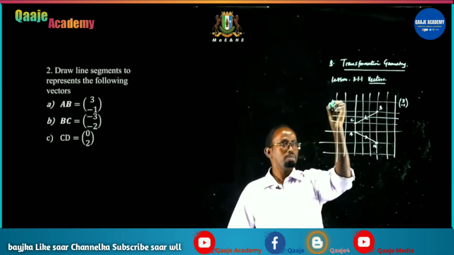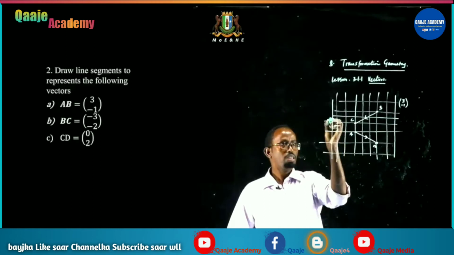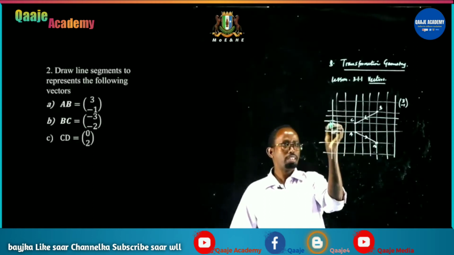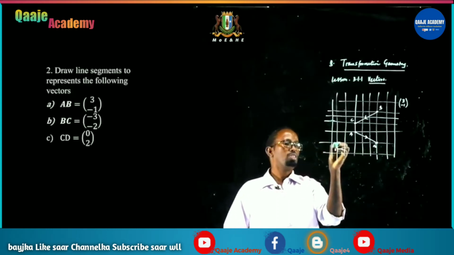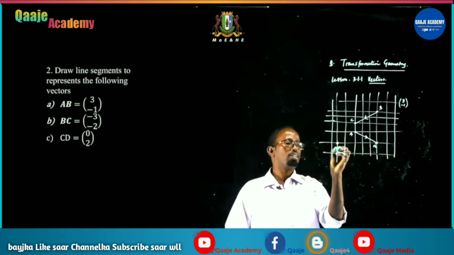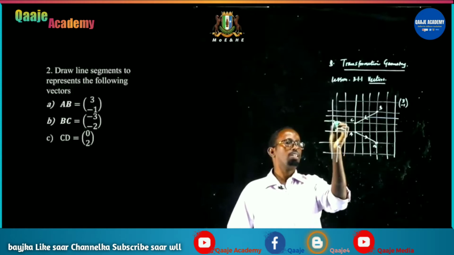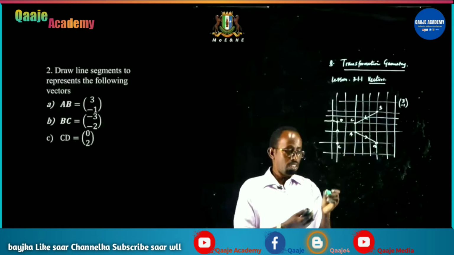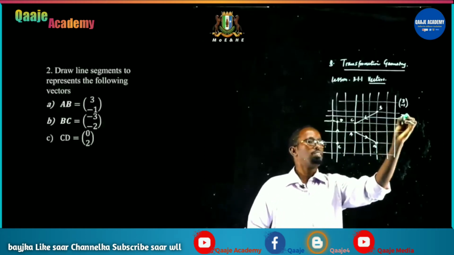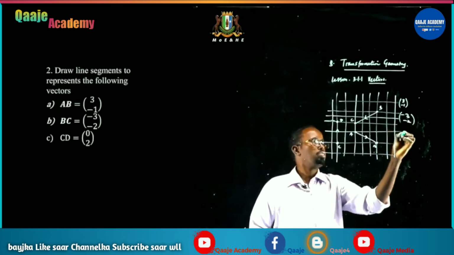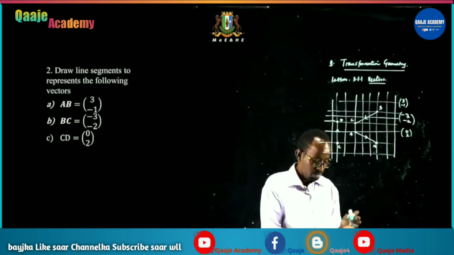(0, 2) means no movement in the x-axis, but for the y we have 2. So I pick a point there, call it C, and then I move 2 steps upward. So this is CD. I've drawn (-3, -2) and also (0, 2).